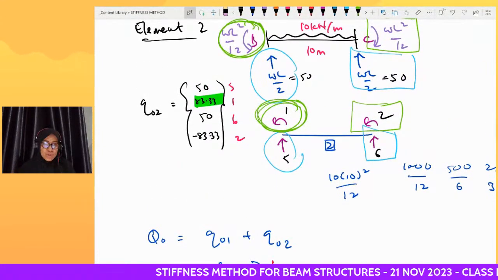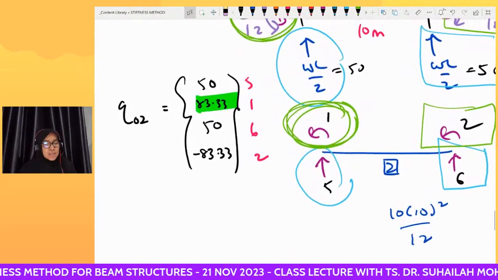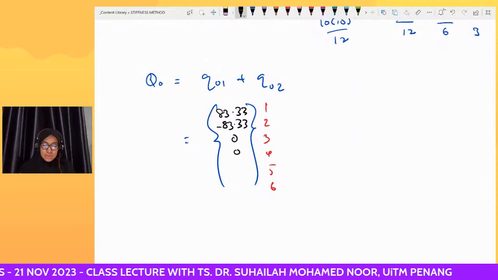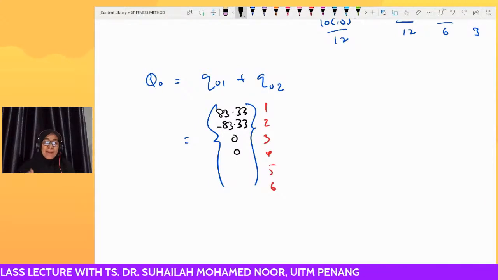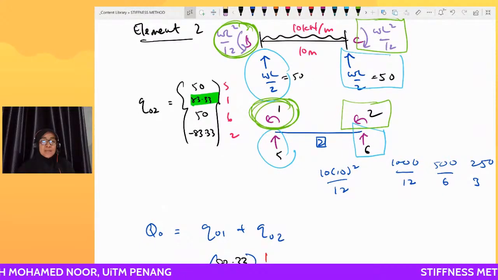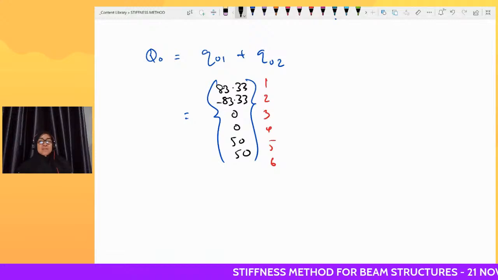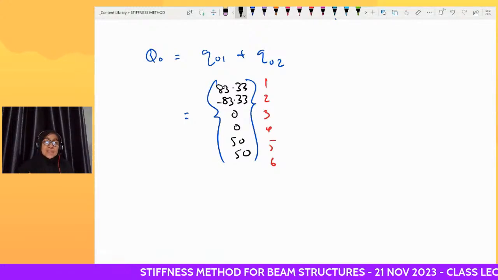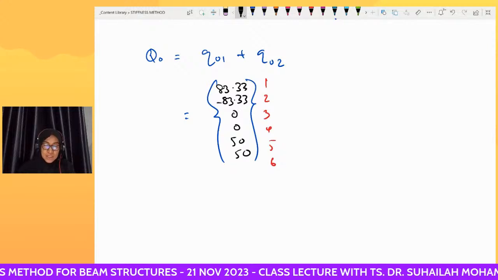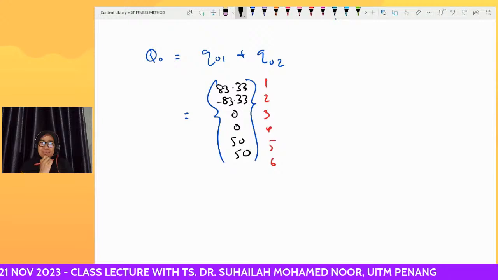Okay, next is position 4. There is no position 3, 4 here. Okay, 3, 4 is under Q naught 1 and the value is 0, 0. And 5, 6 we get here: it is 50, 50. So this is called the equivalent nodal forces.